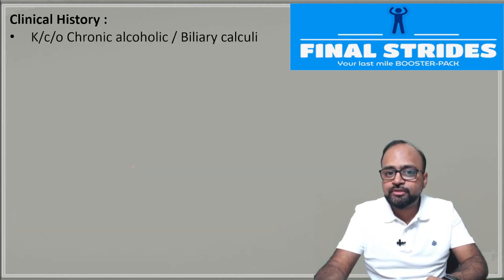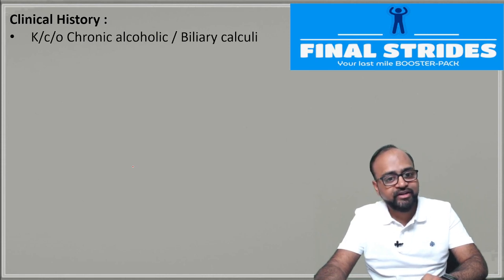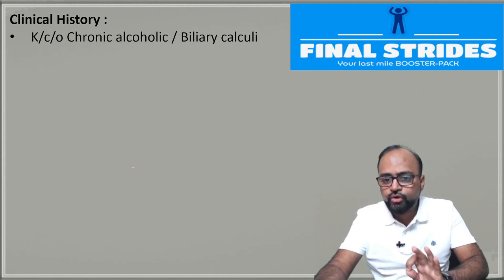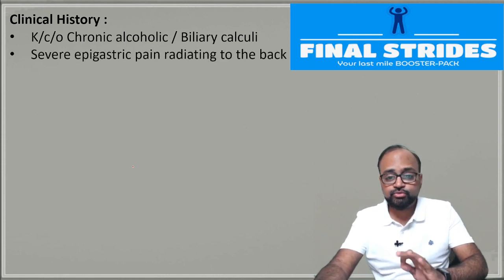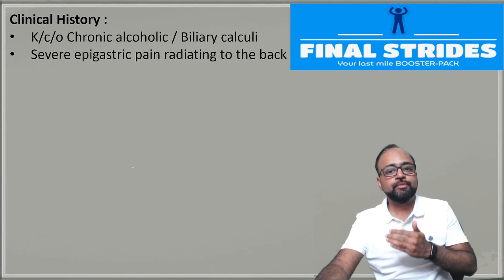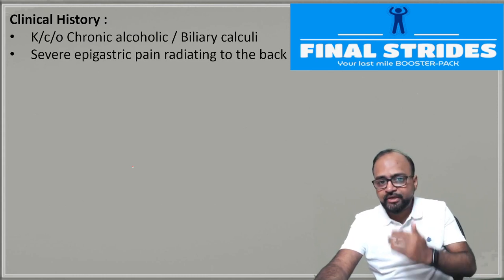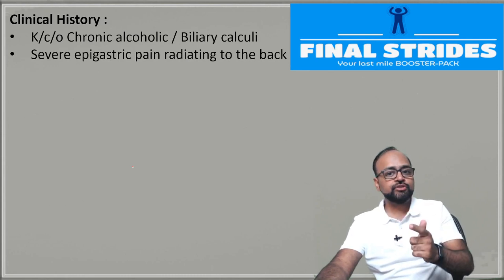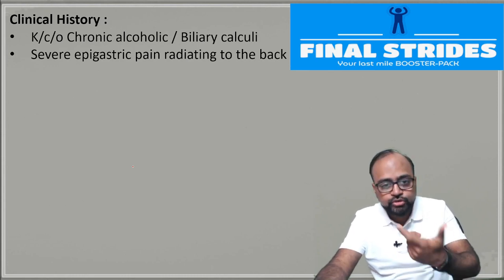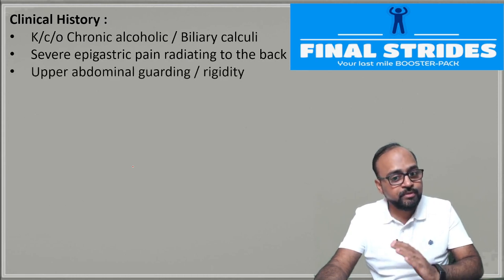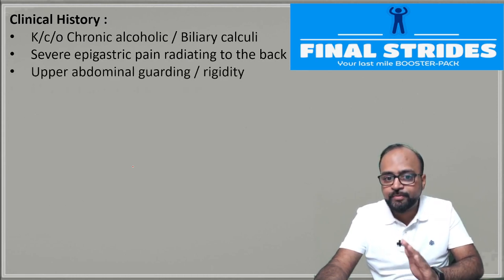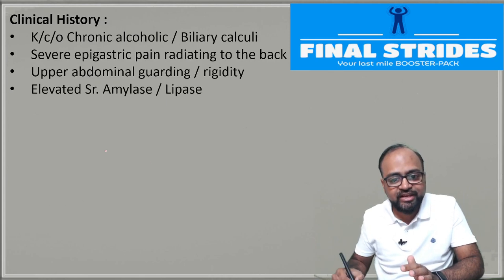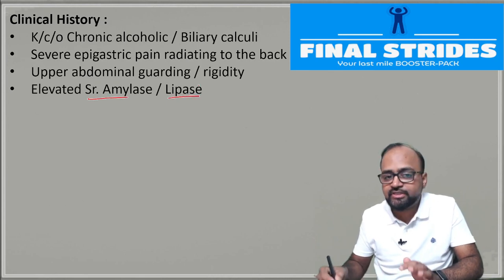Now let us look at some classic clinchers of pancreatic imaging. Known case of chronic alcoholic or biliary calculi presents with severe epigastric pain radiating to the back. Now, alcoholic with epigastric pain can be gastritis, but radiation to back is pointing towards involvement of, yes, pancreas. So this could be pancreatitis. There is upper abdominal guarding and rigidity, goes with pancreatitis, and yes, elevated serum amylase and lipase clinches the diagnosis of acute pancreatitis.